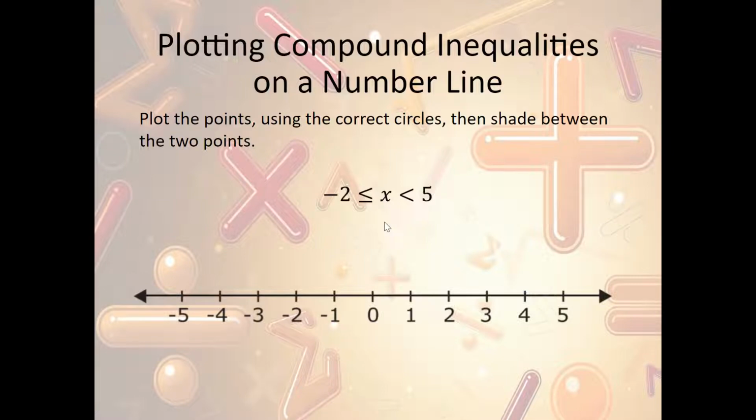Let's take a look at another example now. We have -2 is less than or equal to x is less than 5. So we know we're going to have a point at -2. And they did add something extra, so we will too. So it's going to be a closed circle here at -2. And we're going to have a point here at 5. They didn't add anything extra, so it's going to be an open circle. And based on our compound inequality, we see that x is between those two numbers, so we're just going to shade in between.